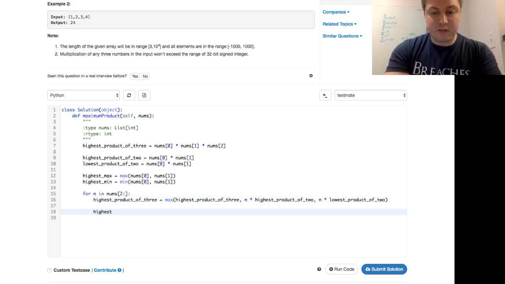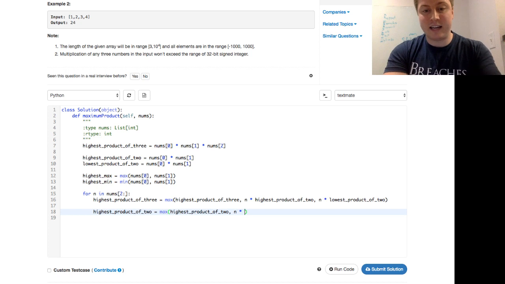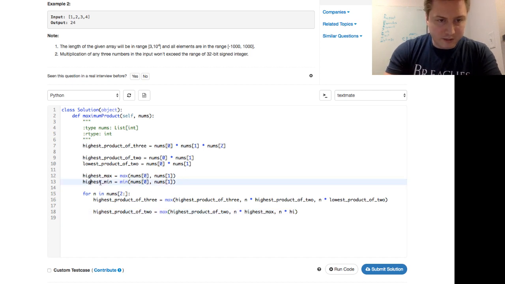Then, similarly, we have to think about what the highest product of 2 is now. That's just the max of the highest product of 2. This is a lot of typing, now that I think about it. And n times the highest max, and also n times the highest, excuse me, I don't want to call this the highest min. That doesn't make a lot of sense. I want to call this the lowest min.